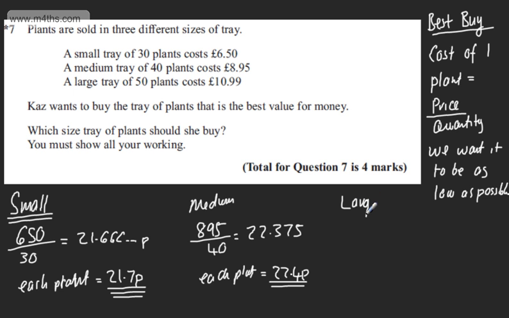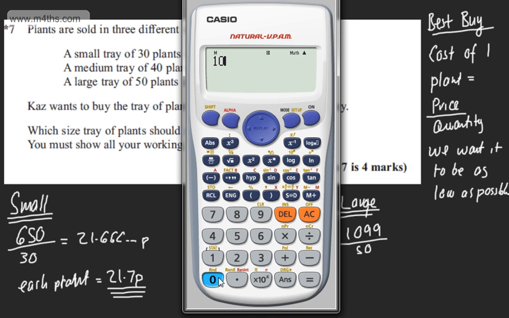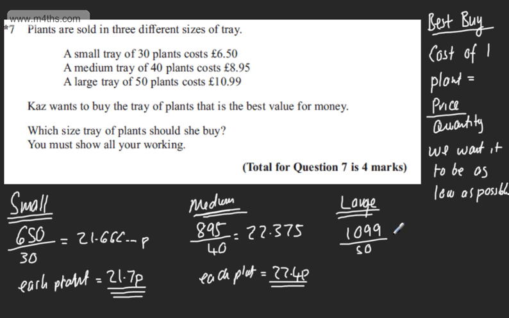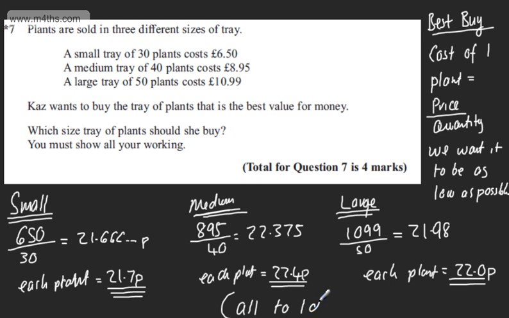If we now look at the large, we've got 1099, so we can write 1099 over 50, and this will now give us the cost in pence of each plant. So 1099 divided by 50, and that's going to give me 21.98. So I can say each plant is going to be equal now to 22.0p. So all given now, and I'll just jot this here, all to 1 dp.